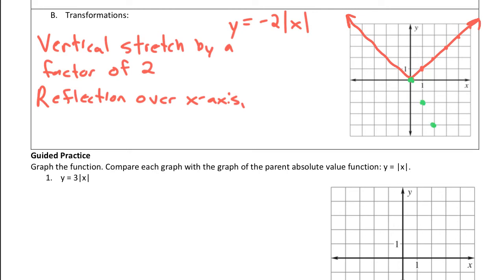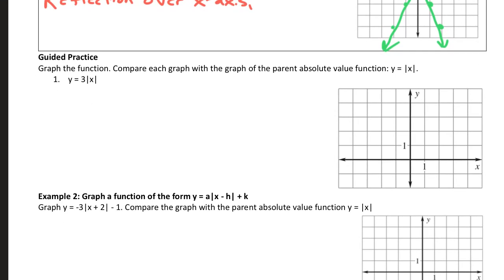And it is just using that symmetry to draw the other half of our graph. So we see a graph that is reflected and skinnier. So that's what multiplying by -2 does to our parent function.